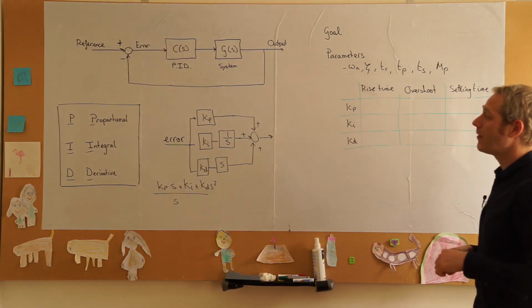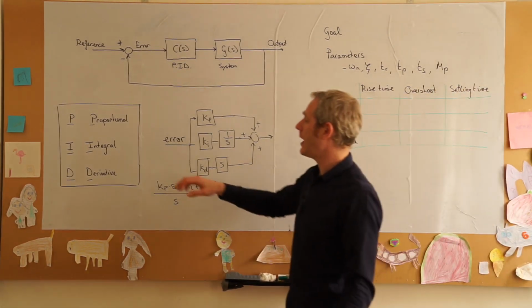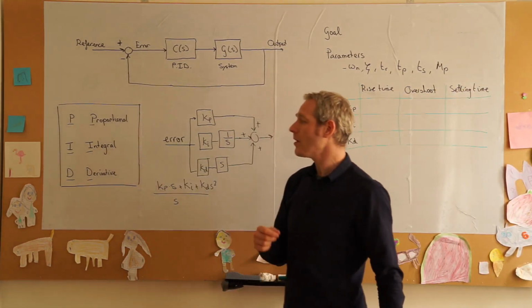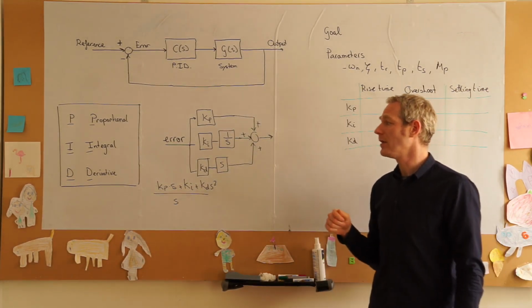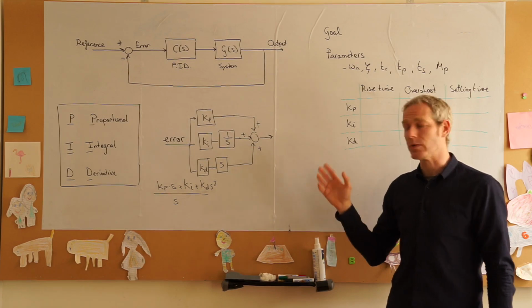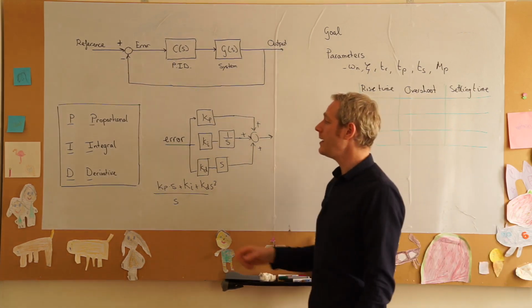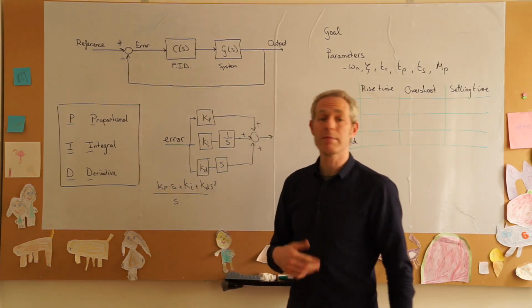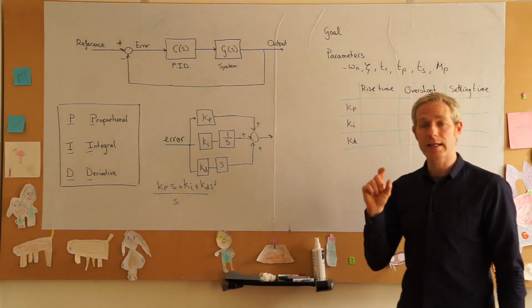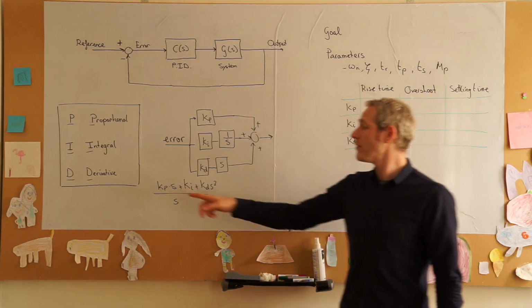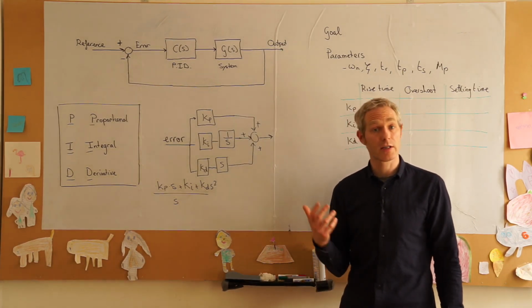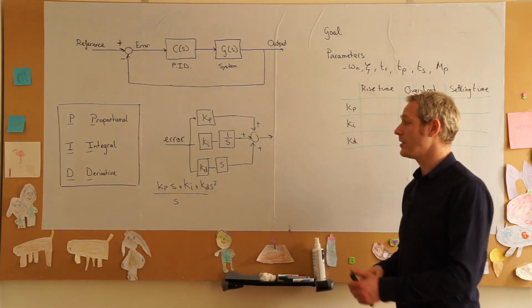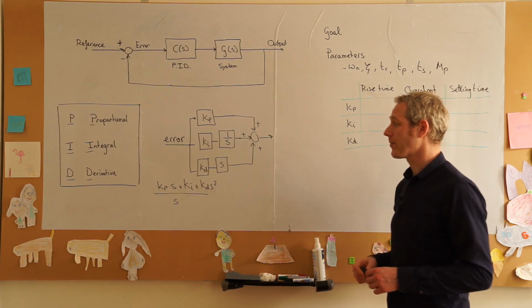Now, we know that if we have a proportional gain, we can reduce the error between the reference and the output. But we can't get rid of it entirely, as we showed in the last video. The integral part makes sure that we can reduce that steady state error. And the derivative part will respond faster to larger changes in the error.